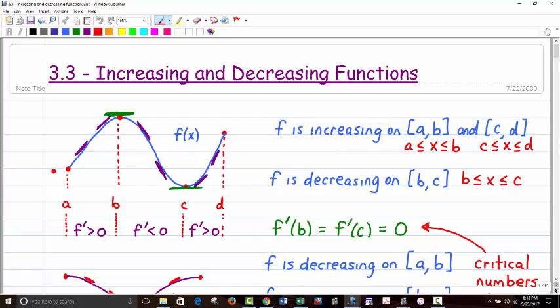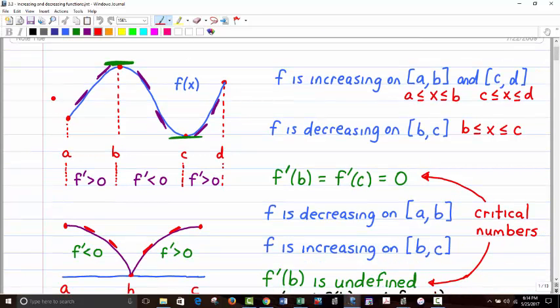Now I did this on a closed interval. Most of the time when we're using open intervals for strict increasing and decreasing functions. But I just did this example on a closed interval. So we would say that f is increasing from A to B, decreasing from B to C, and increasing again from C to D.